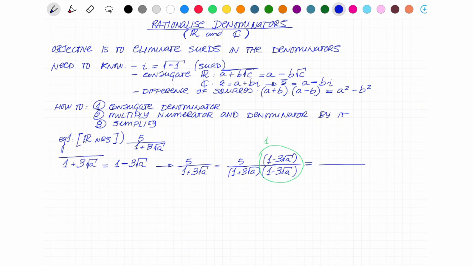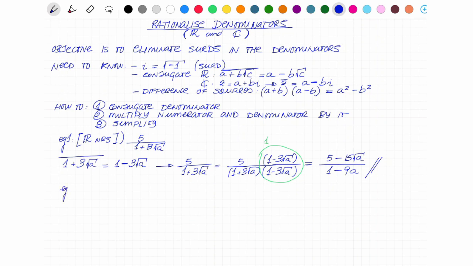Now I just need to expand and simplify. On the bottom, I know this is a difference of squares, so square of the first, 1 squared is 1, minus square of the second, 9a. On the top, I expand that bracket: 5 times 1, 5, minus 5 times 3 square root of a, 15 square root of a. I have a quick look, there are no like terms anywhere, so I cannot simplify any further. Done.